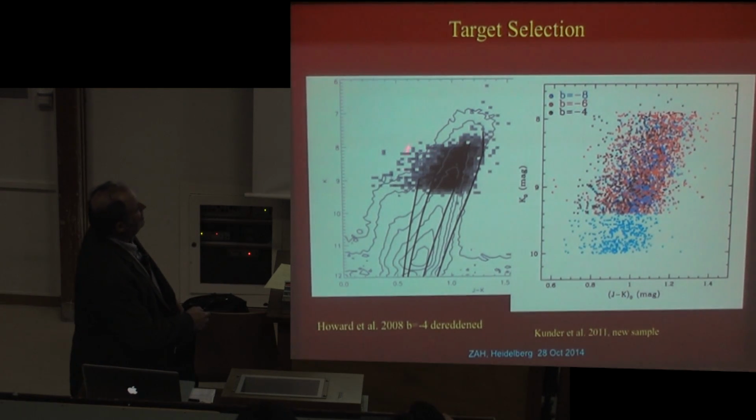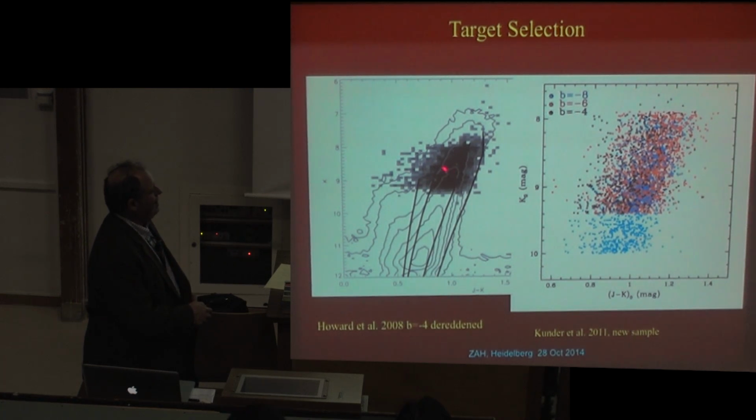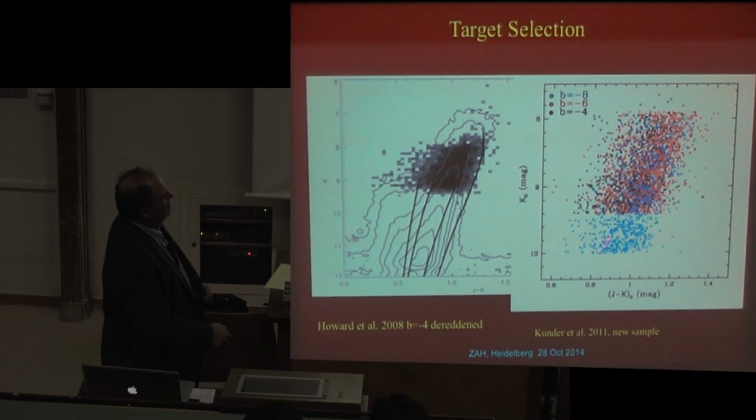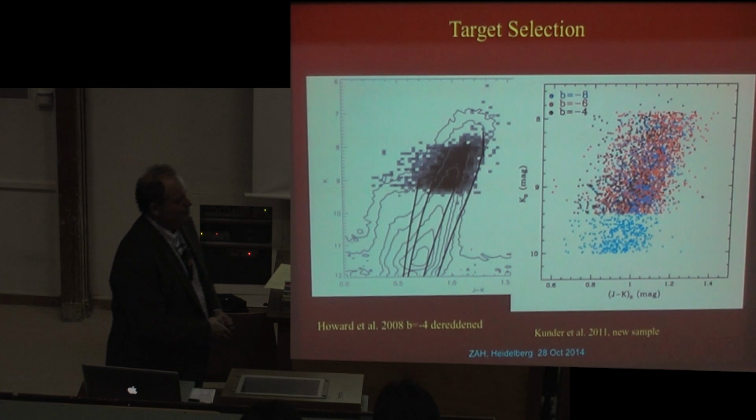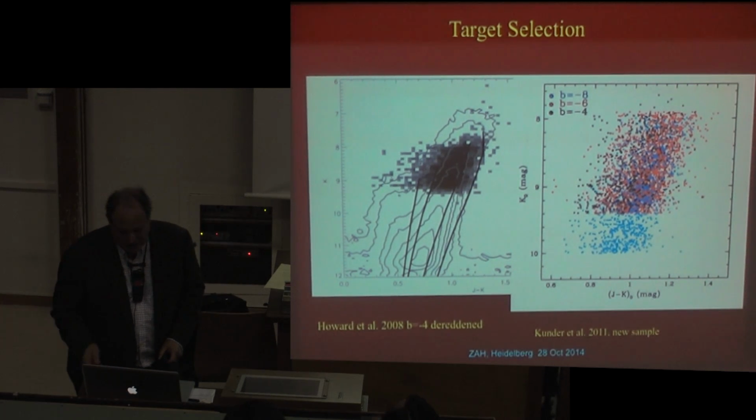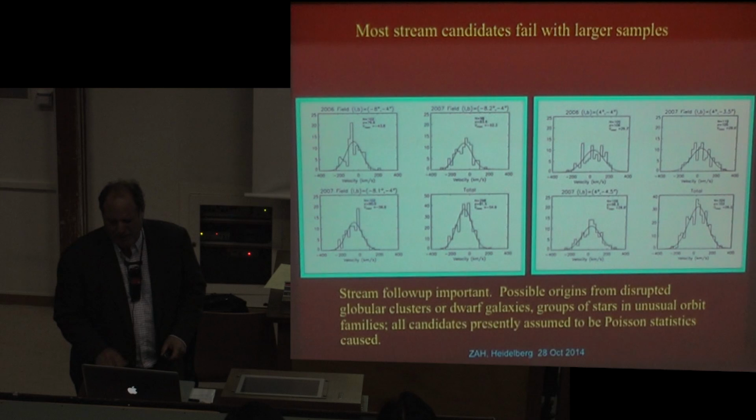Here is our target selection. You see, we wanted to stay within a magnitude of the red giant branch. We didn't want to get too bright for fear of picking up disk and foreground stars. So we used a D-rating selection box, and then we extended the selection a little fainter when we went to the -8 or 2 kiloparsec field where there were fewer targets.